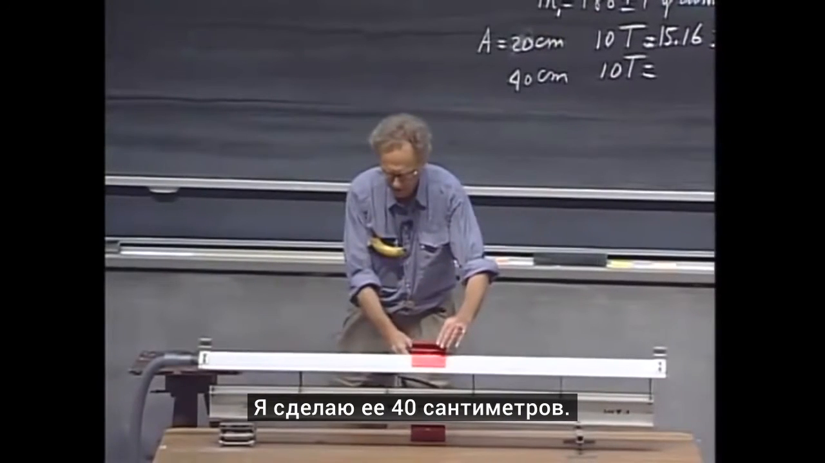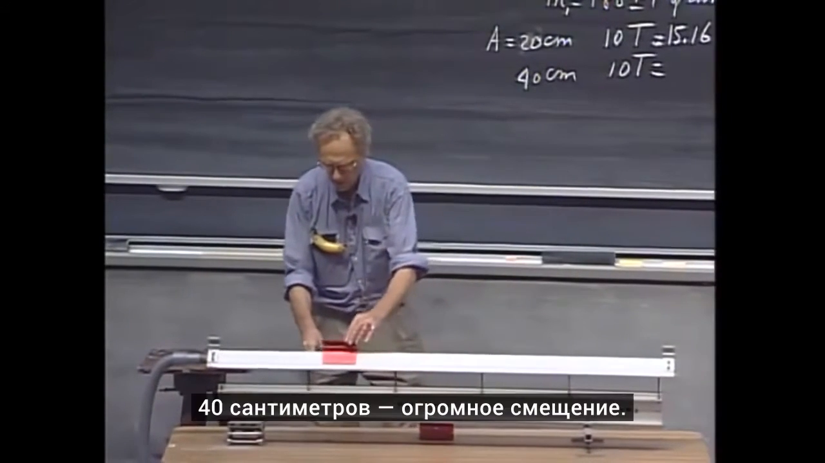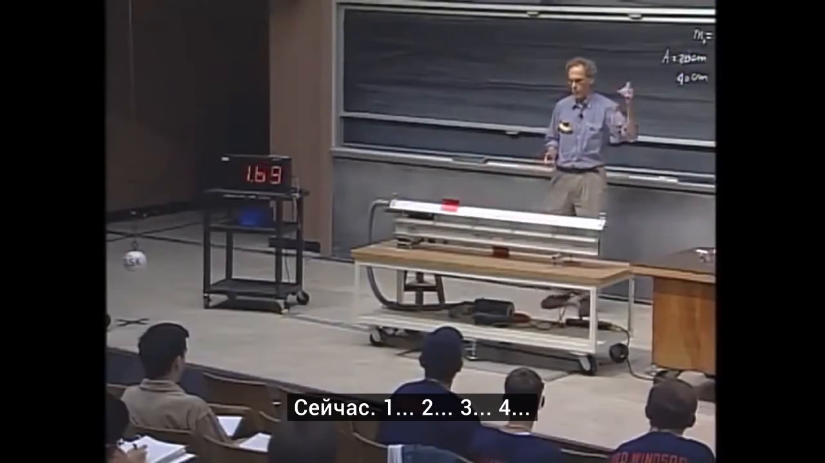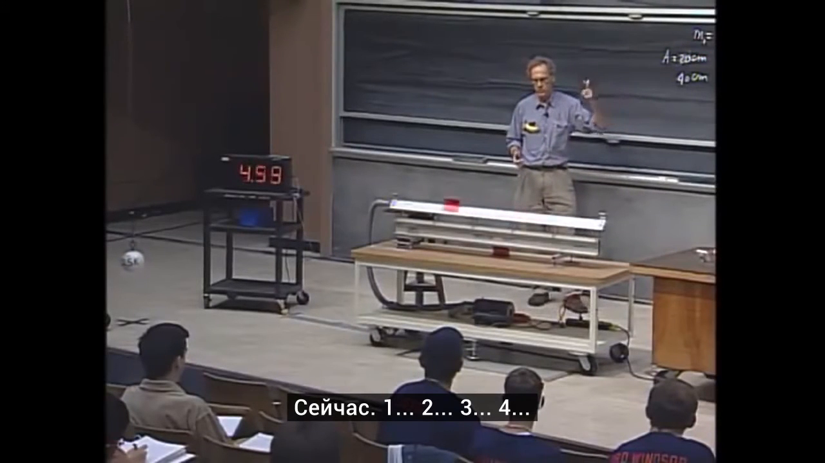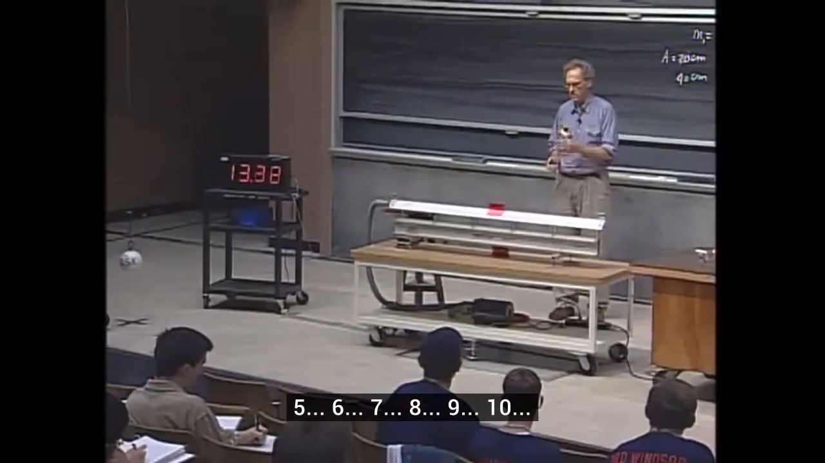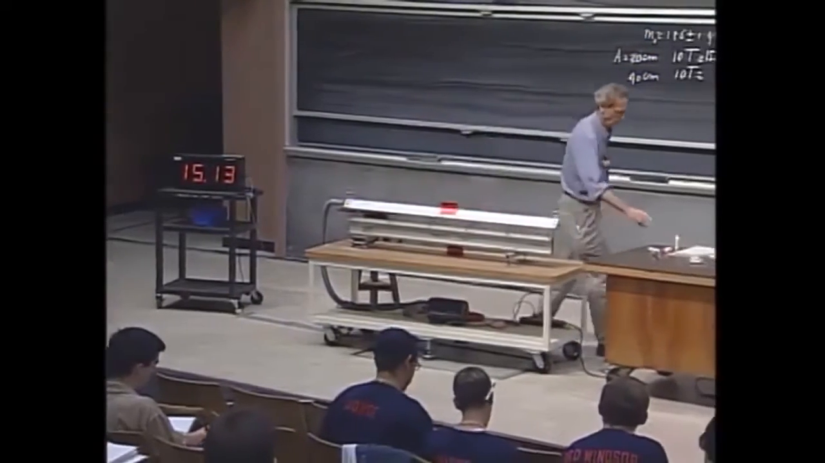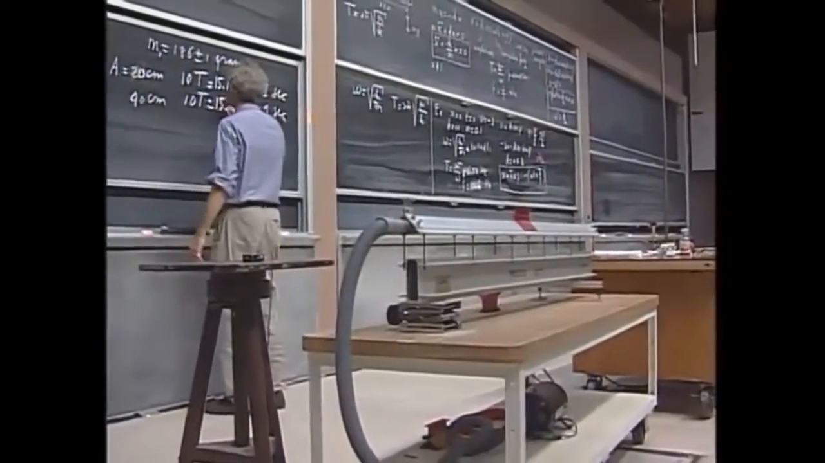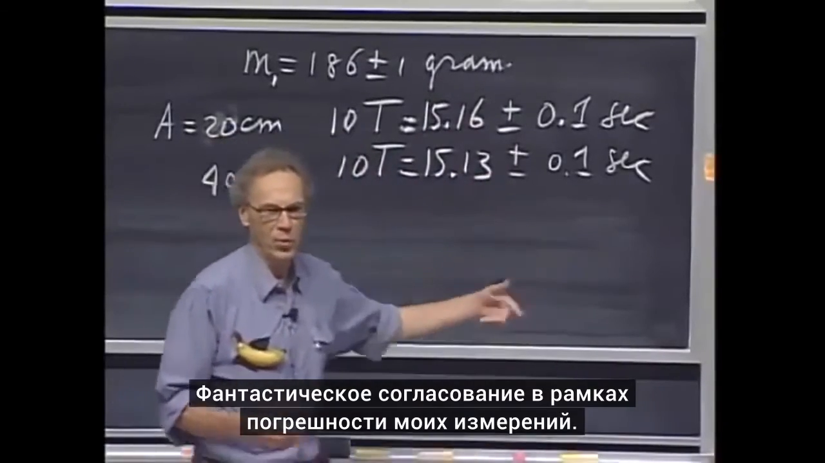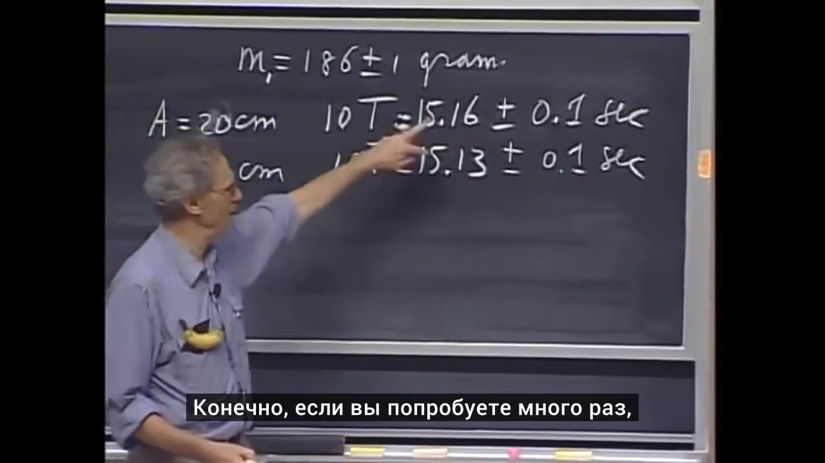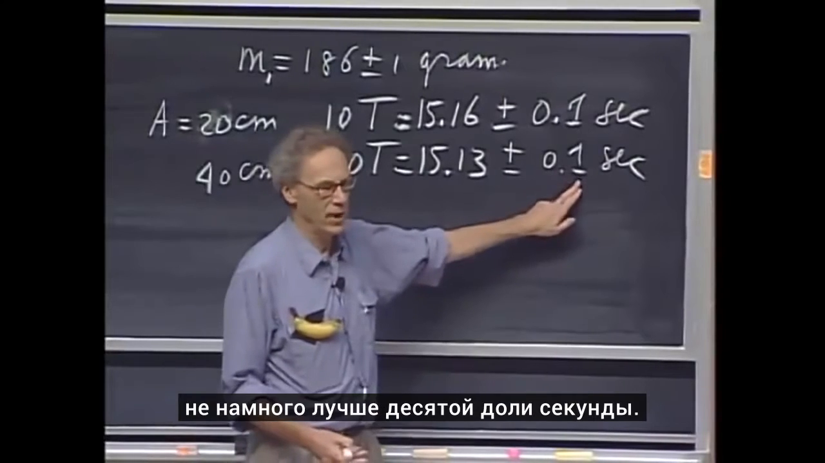So I make it 40 centimeters. 40 centimeters, a huge displacement. Now, 1, 2, 3, 4, 5, 6, 7, 8, 9, 10. 15.13. Fantastic agreement within the uncertainty of my measurements. In fact, they are within 3 hundredths of a second. Of course, if you try it many times, you won't always get that close, because my reaction time is really not much better than 1/10 of a second.